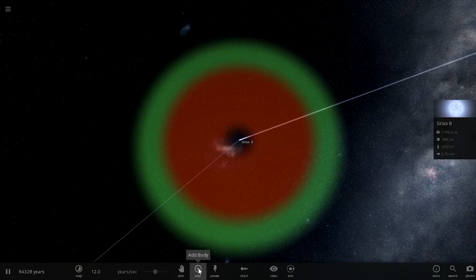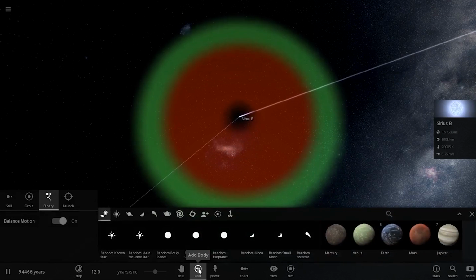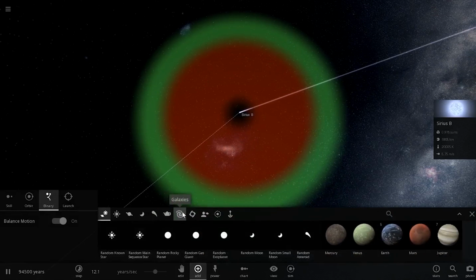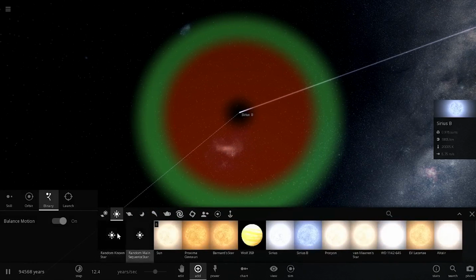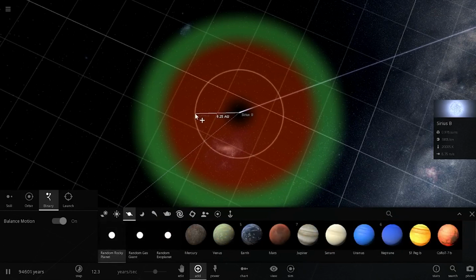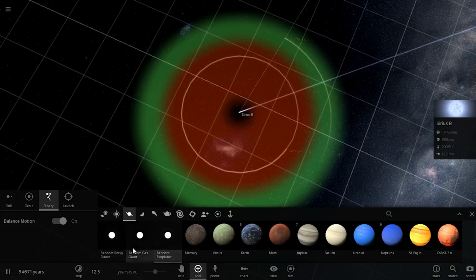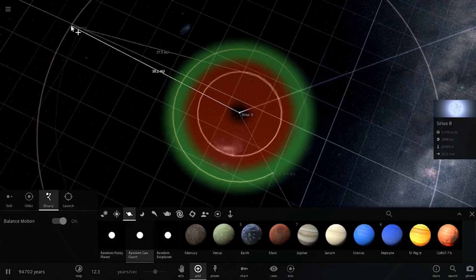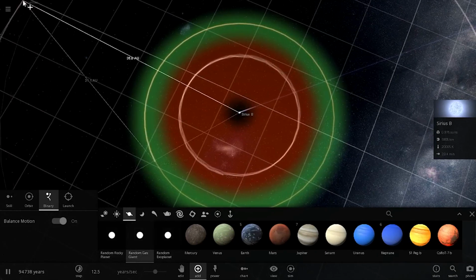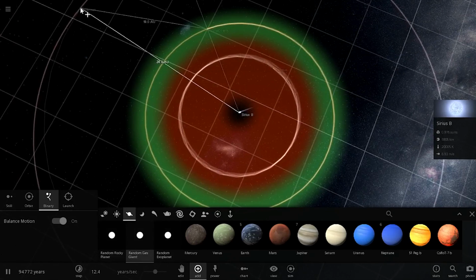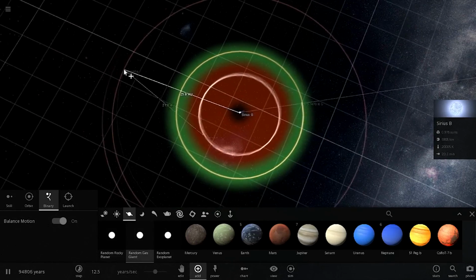Now, I have tried making a tri-system, or a trinary system. It doesn't work that well. Stars end up clashing. So, again, I'm just going to stick with a binary system. And let's add a rocky planet, put that there, an exoplanet, put that there, a gas giant, let's put this, give that some distance. So, about here. And let's give one of these a ring.